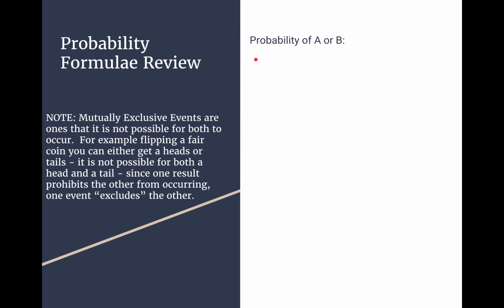Now we're going to talk about the probability of A or B when events are mutually exclusive. And what does mutually exclusive mean? Mutually exclusive events are ones where it is not possible for both to occur. So flipping a fair coin, you can either get a heads or a tails. It's not possible for both a head and a tail to occur. Since one result prohibits the other from occurring, one event excludes the other.